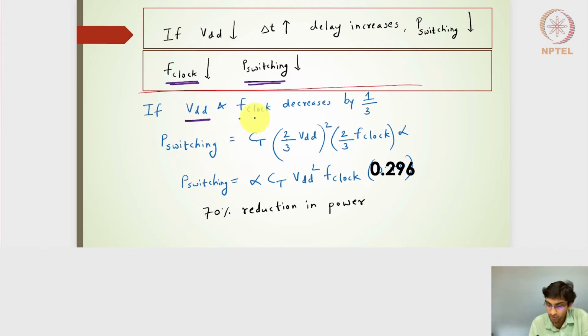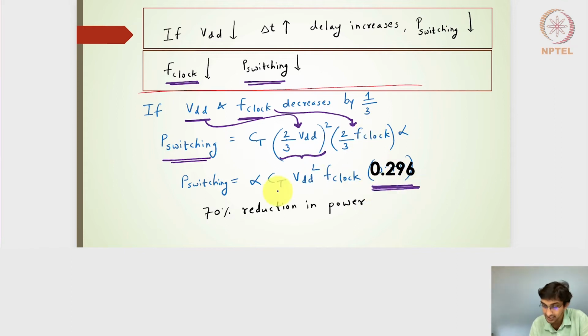So if I reduce both of them by 1/3, I will now have a reduced VDD of 2/3 VDD, and the clock also reduced by 1/3, so it is 2/3 F clock. So I will have 2/3 and 2/3. The power switching is a function of VDD square, so 2/3 the whole square multiplied by this 2/3 coming from the clock frequency. So I will have 0.296 multiplied by alpha C VDD square F clock.